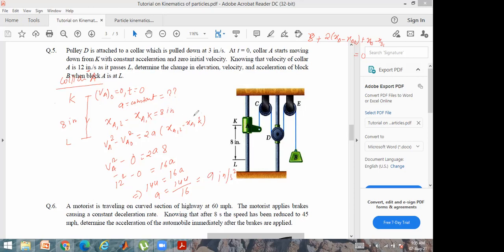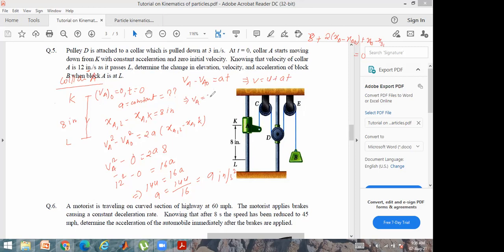So now that you know the acceleration, you can easily find the time taken. The time it takes A to move from K to L is the same time it takes D to move, and similarly B's motion takes the same time. Time is constant. Therefore let's find the time. vA minus vA naught equals at. This comes from v equals u plus at.